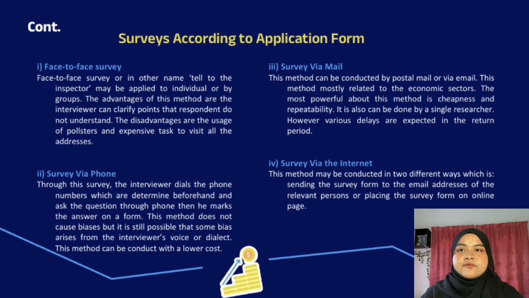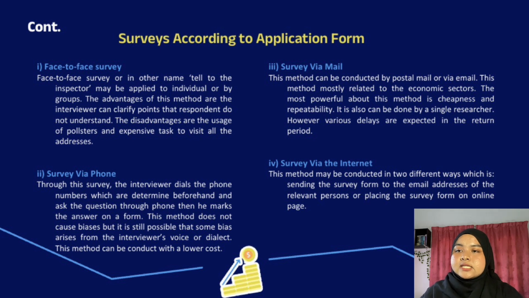Next is about surveys according to application form. There are 4 types in this survey. The first one is face-to-face survey. Face-to-face survey, or by another name, tell to the inspector, may be applied to individuals or by groups. The advantages of this method are that the interviewer can clarify points that respondents do not understand. The disadvantages are the usage of paper and the expensive task of visiting all the addresses.